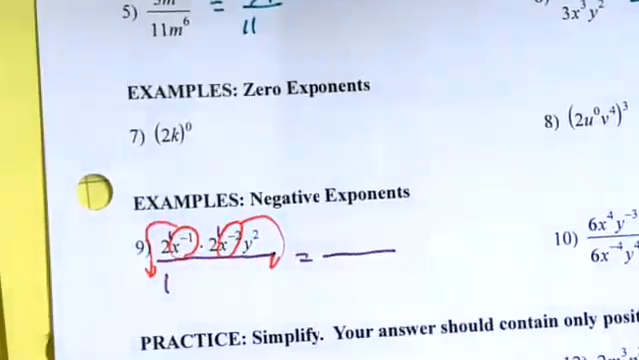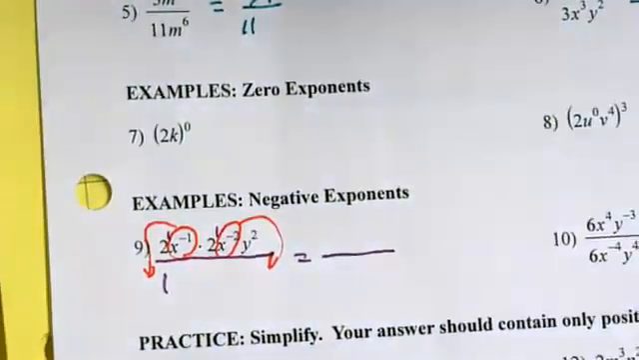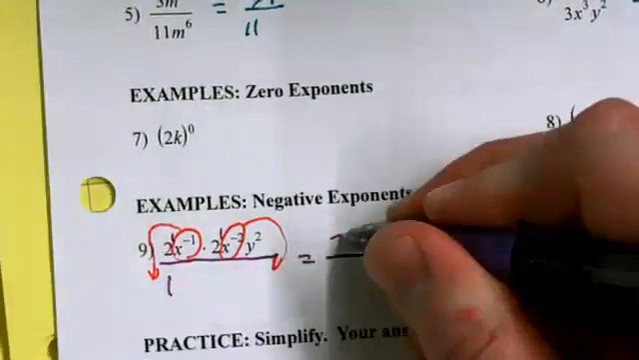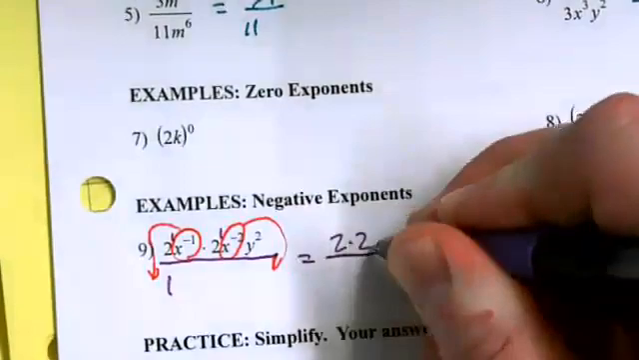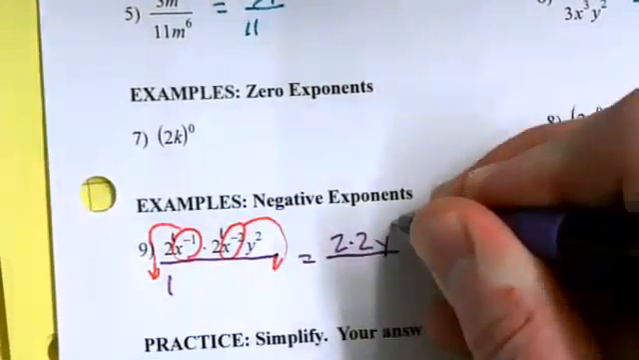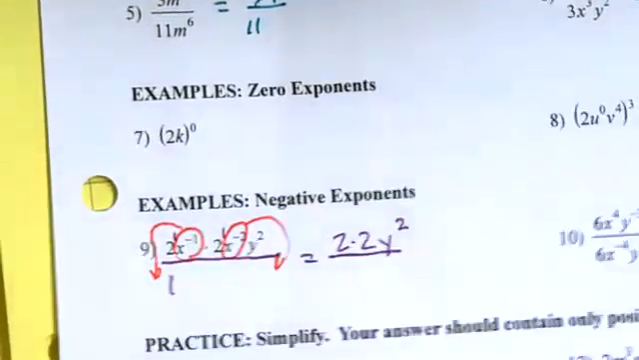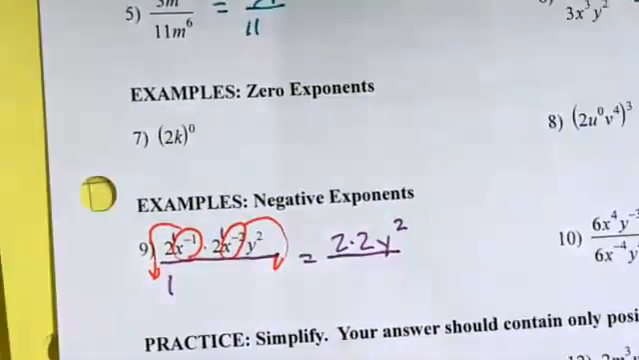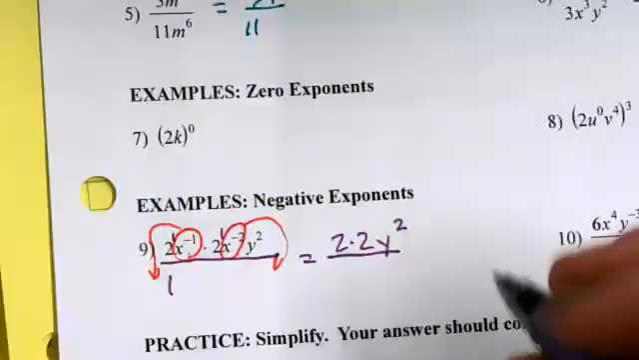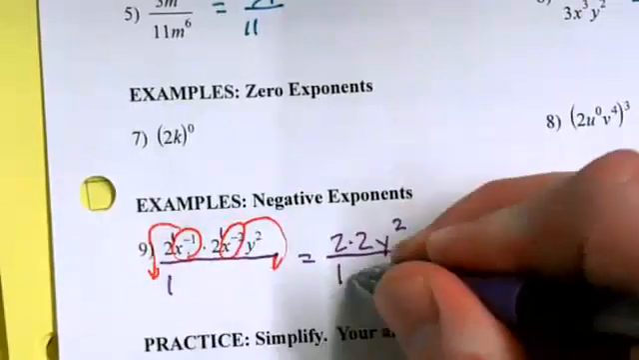So, all right, what do we got left on the top? I got a 2 left on the top. I got another 2 left on the top. And I got a y to the second left up there. Those all had positive exponents, so they didn't go anywhere. That x to the first, the -1, that went downstairs. So the 1's still down there. And then this x to the -1.